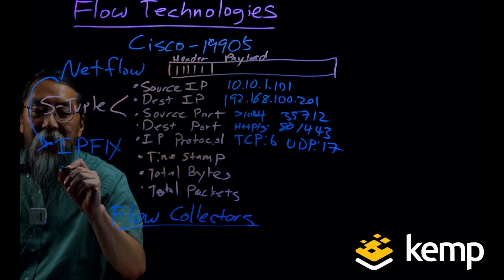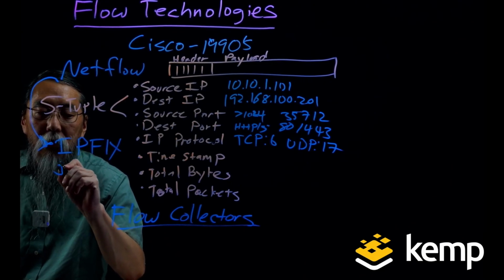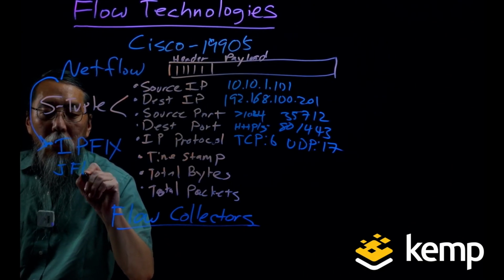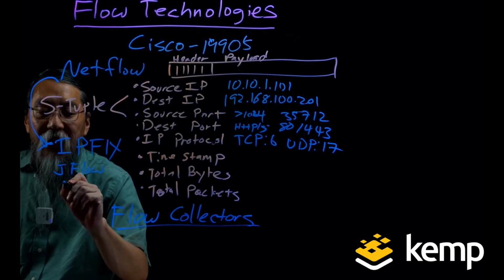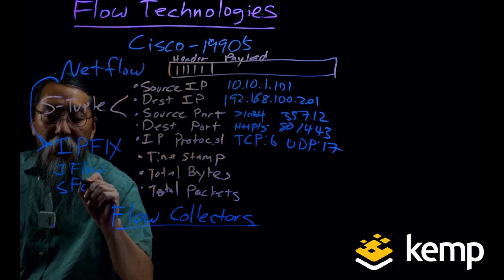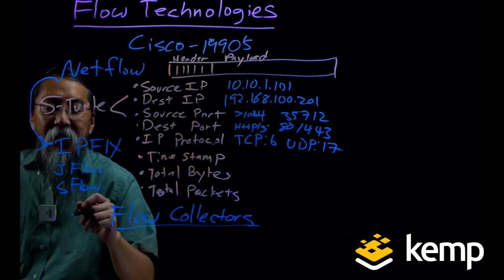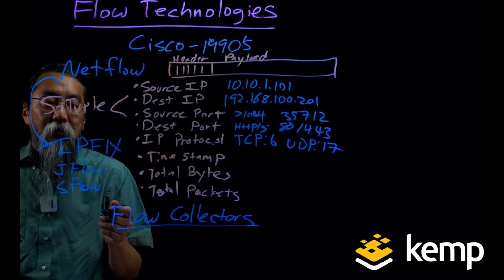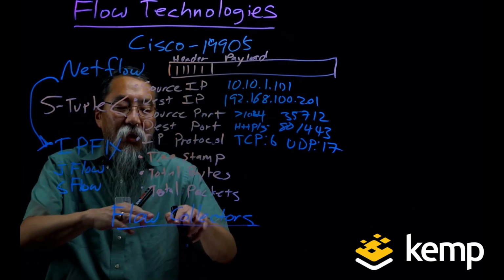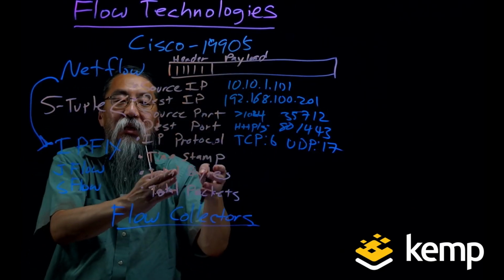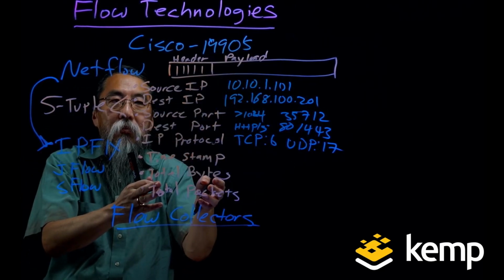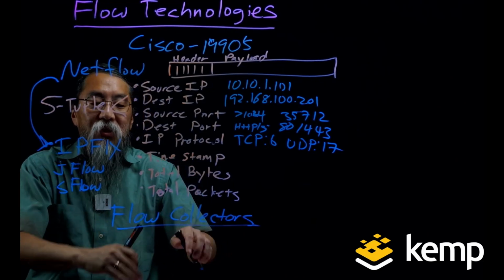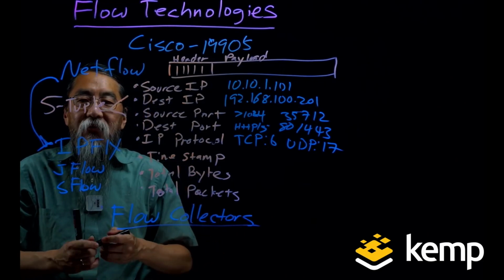And we have other technologies like JFlow, Juniper's version. We have sFlow, which is a custom sampling technology. So we have these other flow technologies that were created. But ultimately, it's the same concept in terms of the information we're collecting, sending to a flow collector. So now what can we do with all this data on the flow collector?